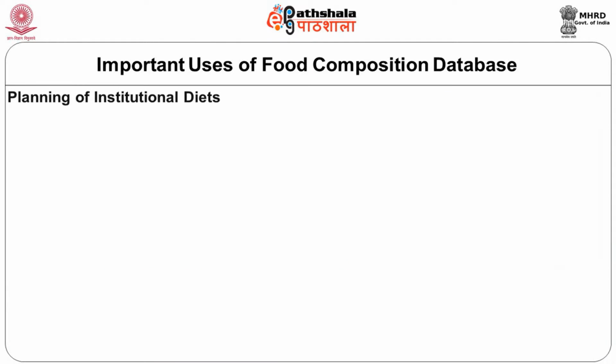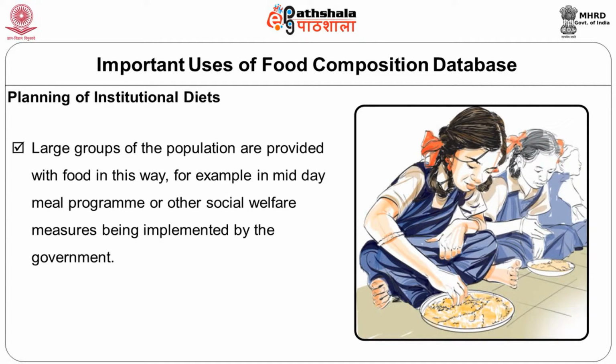Another important area where the food composition database will be useful is in planning of institutional diets. Large groups of populations are provided with food in this way, for example, in the midday meal program or other social welfare measures implemented by the government. The food composition database can also be used in hospitals, prisons, military establishments, schools and daycare centers. These are the various places and nutritional intervention programs currently under operation by the state governments and the central government, where the food composition database can be effectively utilized.